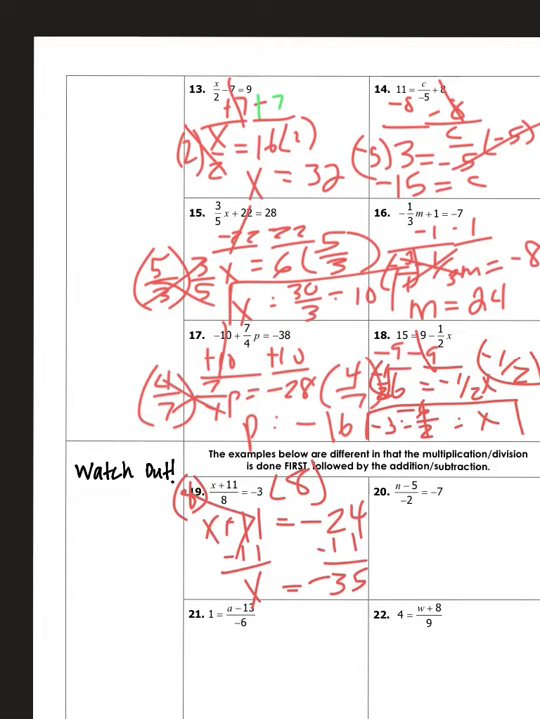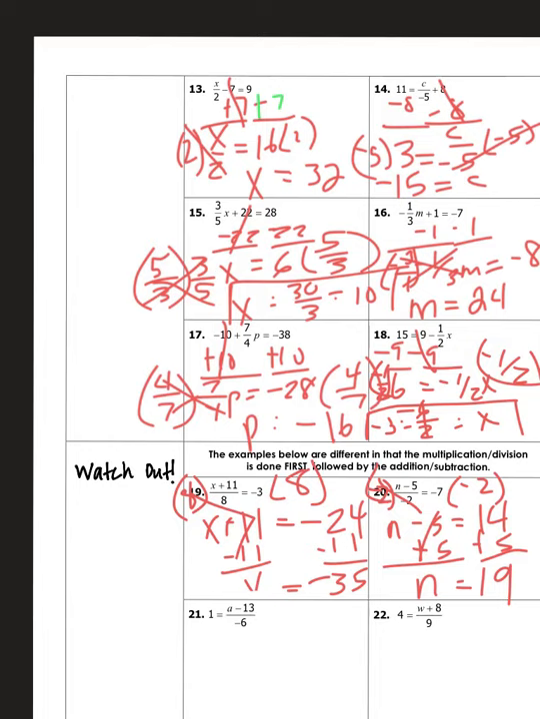Number 20. Since negative 2 is being divided by n minus 5, remember, we're trying to get the variable by itself here. We're going to multiply both sides by negative 2. Okay, n minus 5 equals negative 7 times negative 2 is positive 14. Add 5 to both sides. N equals 19.